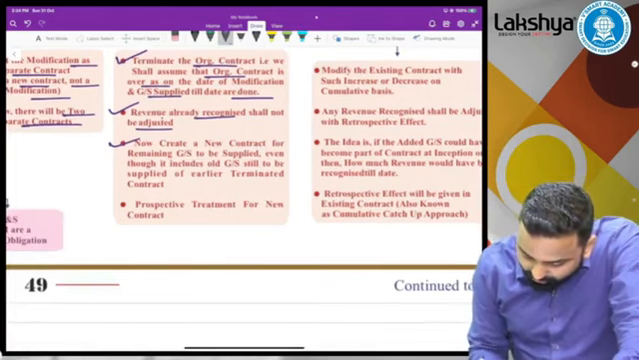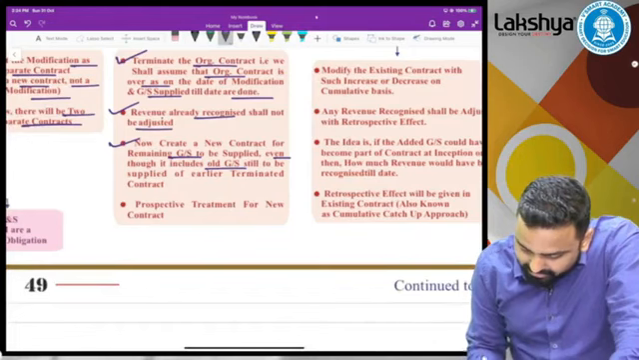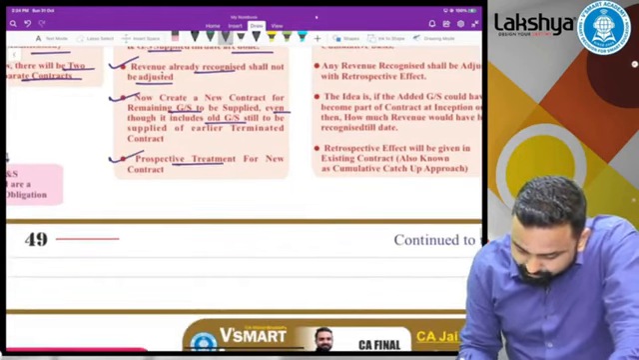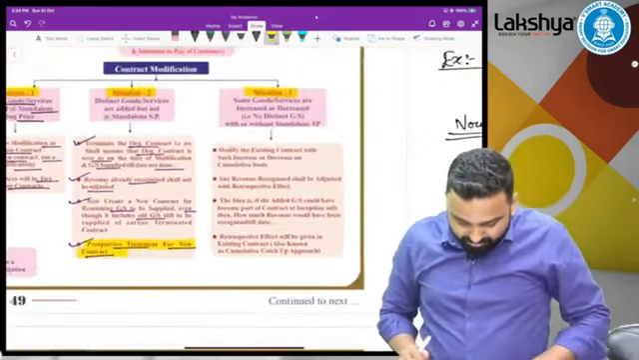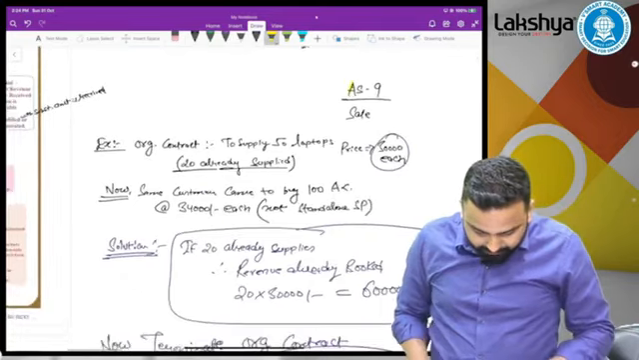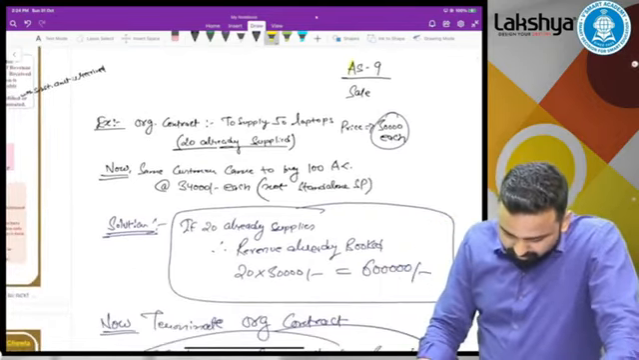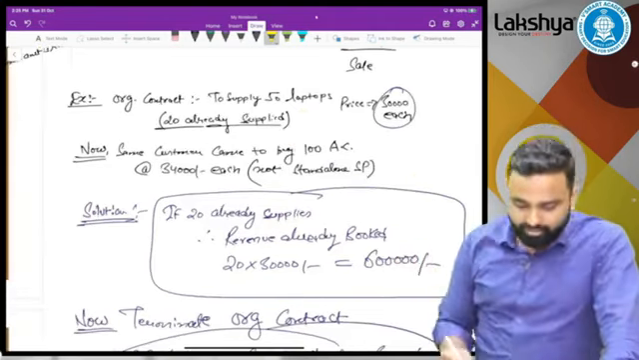Now create a new contract for the remaining goods and services to be supplied, even though it includes old goods and services still to be supplied from the original contract. Prospective treatment for the new contract. Now we must have one example on that. Yes, we have an example on this.